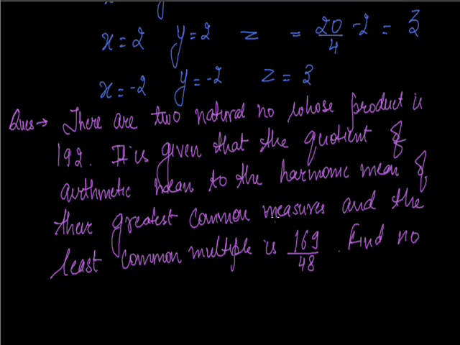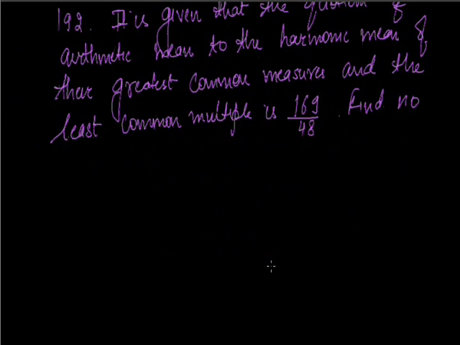So what question is given? That is, two natural numbers whose product is 192. It is given that the quotient of the arithmetic mean to the harmonic mean, arithmetic mean is AM and harmonic mean is HM, of their greatest common measure and the least common multiple is 169 upon 48. We have to find the numbers. Good. Let's move to the solution.